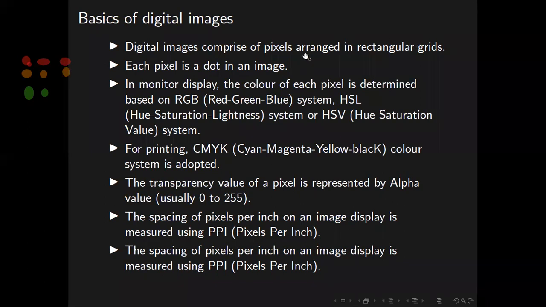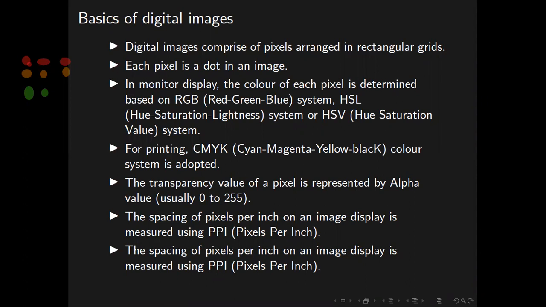Each dot is called a pixel. Pixels are arranged in rectangular grids, rows and columns. Each pixel is a dot in an image. Then for monitor display, there are two popular systems. One is the RGB system, red, green, and blue system. RGB, followed by an alpha value. Alpha is transparency, optionally.